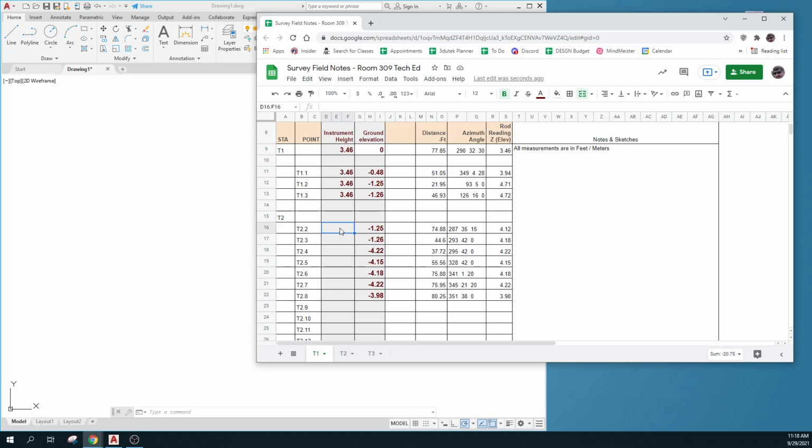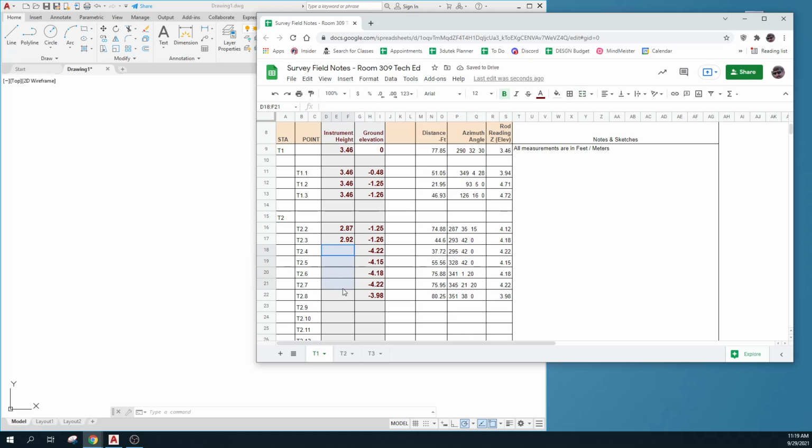Okay. What have I got now? I've got my rod reading plus that, right? So that equals my rod reading, 4.12, minus 1.25, plus or minus. And this one is my rod reading equals 4.18 minus 1.26, plus or minus.